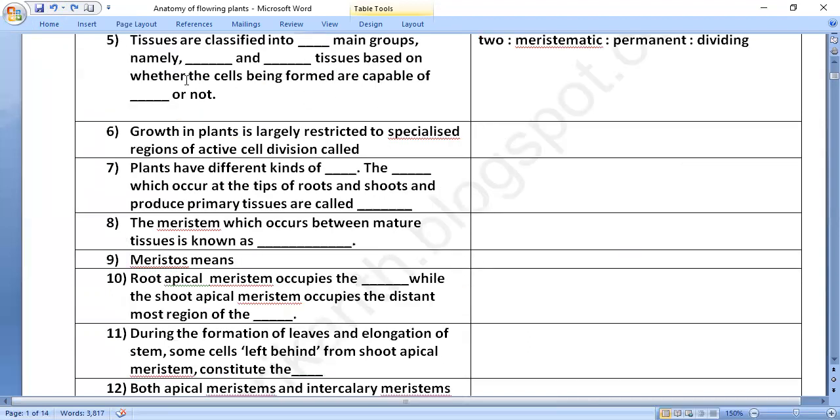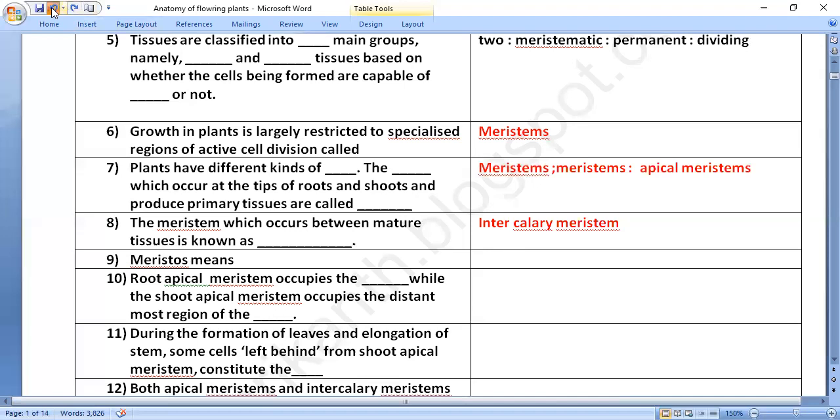Growth in plants is largely restricted to specialized regions of active cell division called meristems. Plants have different kinds of meristems. The meristems which occur at the tips of roots and shoots and produce primary tissues are called apical meristems. The meristem which occurs between mature tissues is known as intercalary meristem.